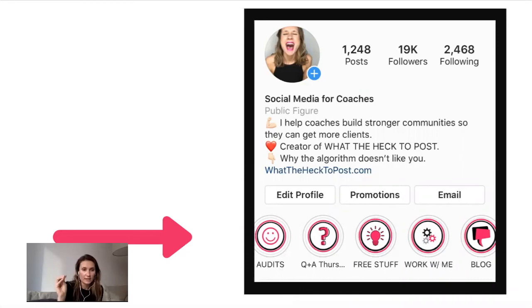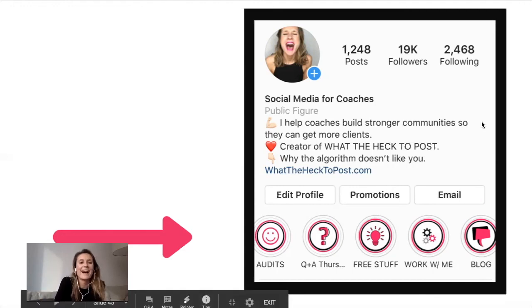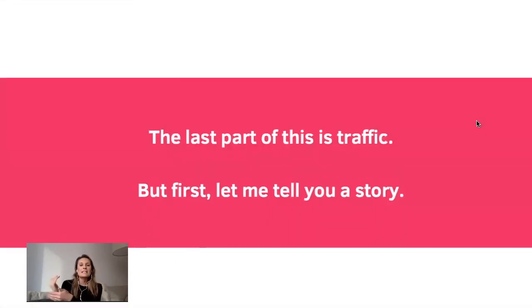This is my objective. Clear, confident, and instilling curiosity. Those are 3 C's. That was totally by accident. Yeah, I love when that happens. Okay. The last part of this is traffic.